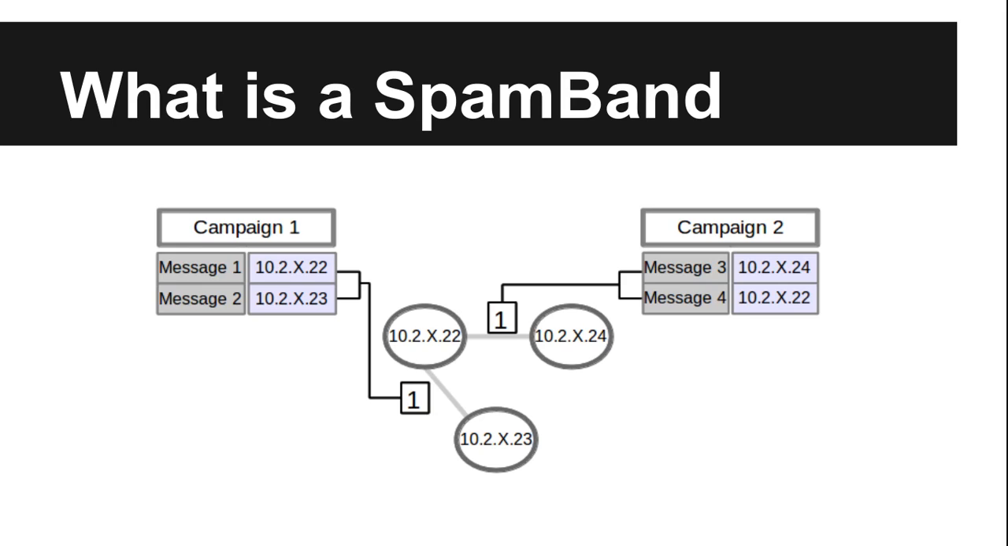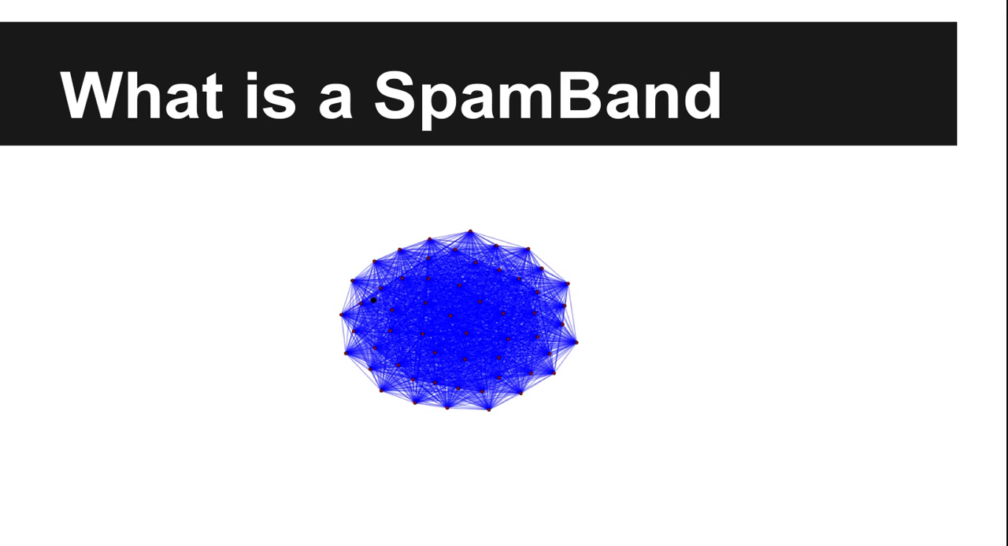Given the graph, we apply a technique we proposed in the previous work to detect the communities, or spambands. Here we have a picture of a spamband, and our objective from now on is to analyze these groups over time.